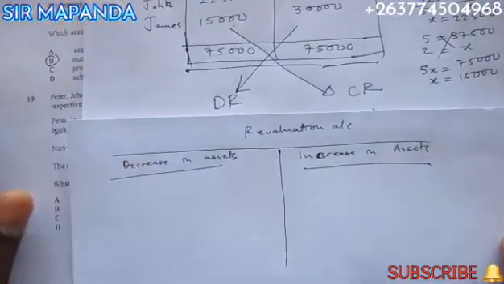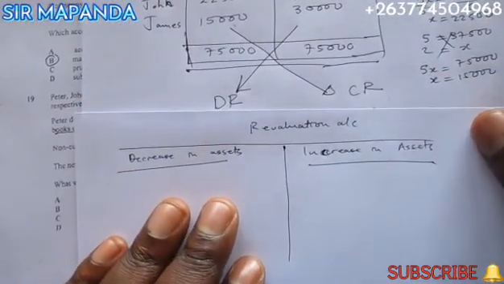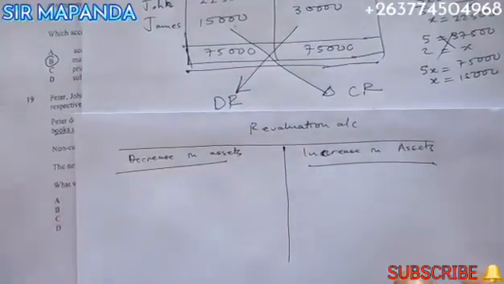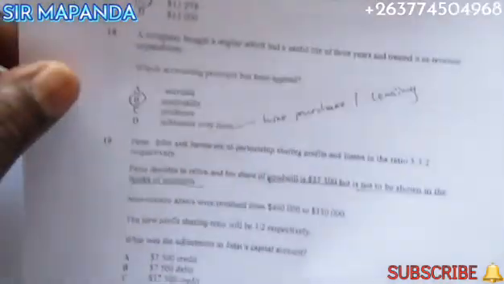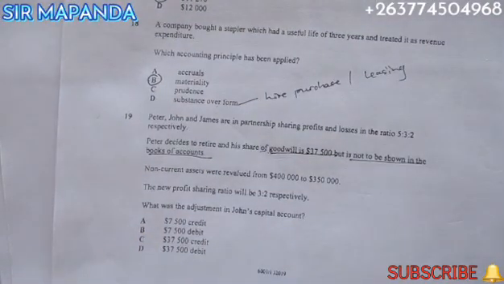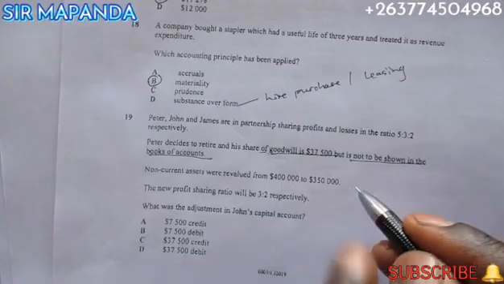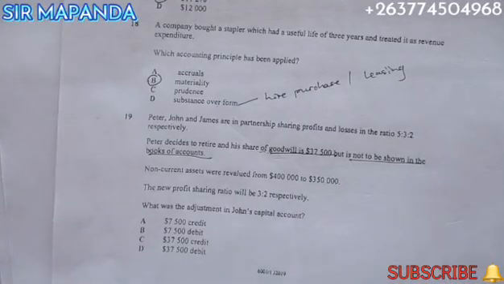Right. So after the adjustment of goodwill, you have to prepare a revaluation account. On the debit of the revaluation account, you record decrease in assets. On the credit of the revaluation account, you record increase in assets. So there is paragraph number 3. It reads, non-current assets were revalued from 400,000 to 350,000. So it indicates a decrease of 50. I hope you are following.